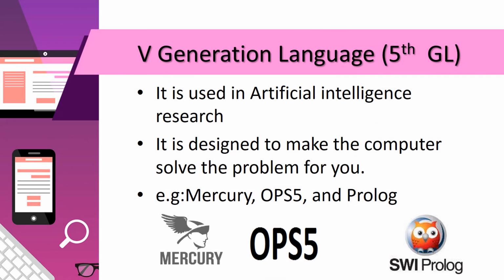The latest generation language is the 5th generation. It is also called artificial intelligence language because the computer will solve the problem for us. We need not work for it. The programming languages available for the 5th generation are Mercury, OPS5 and Prolog. These programming languages work under the concept of artificial intelligence.